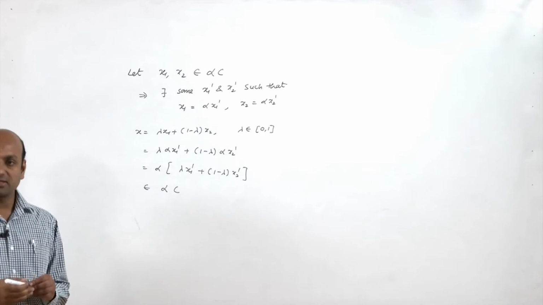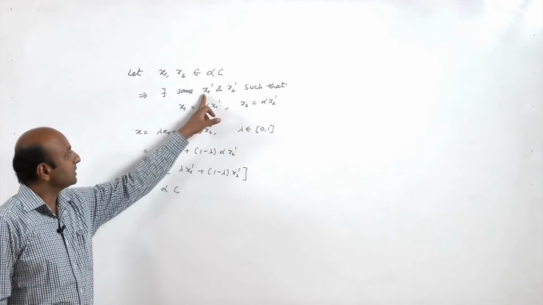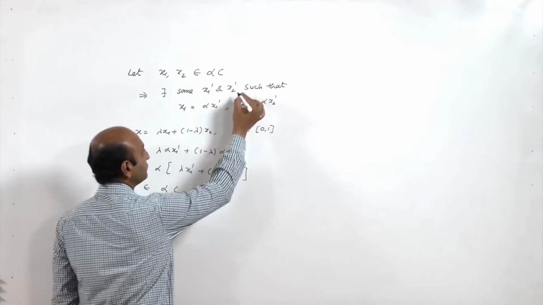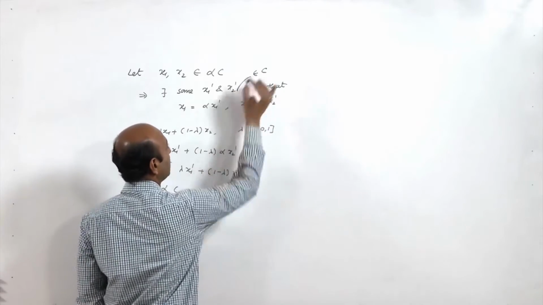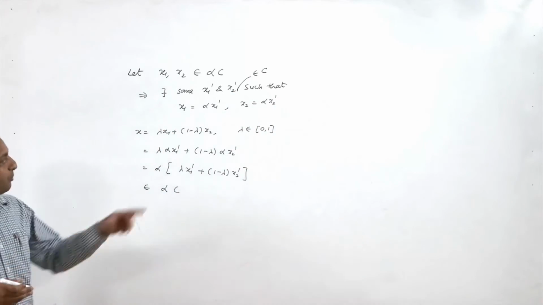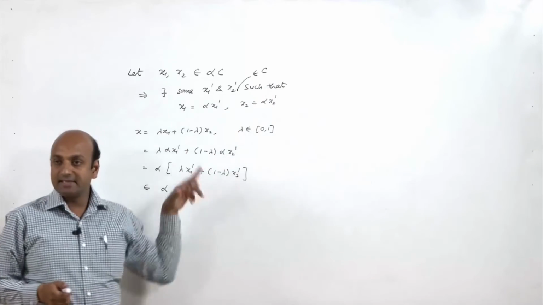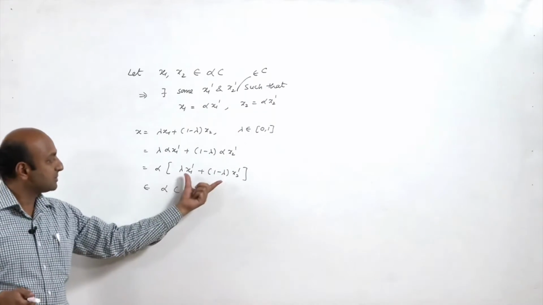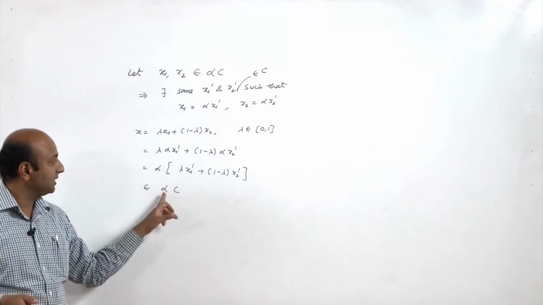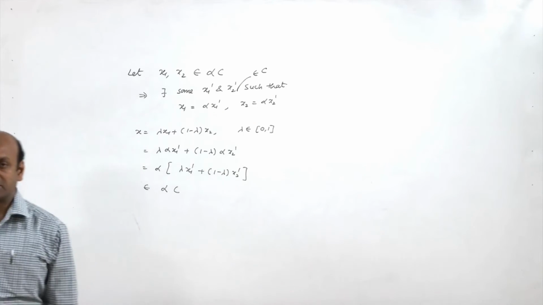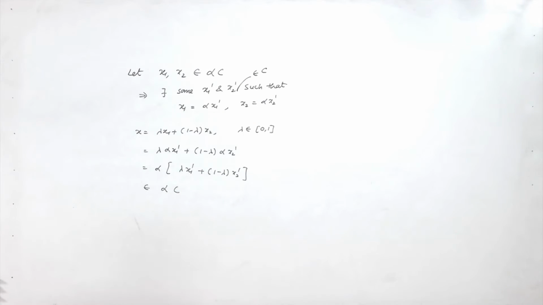Why does this belong to alpha C? Because these points belong to C, and C is a convex set. So this belongs to C. So alpha times C, that means alpha C is also a convex set.